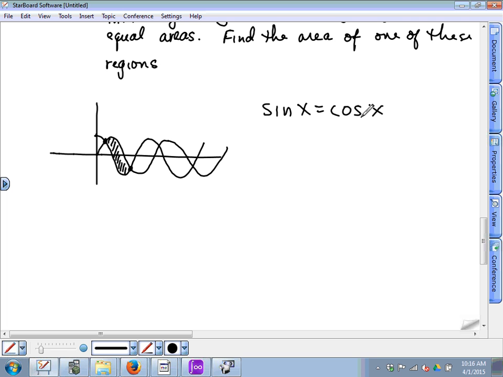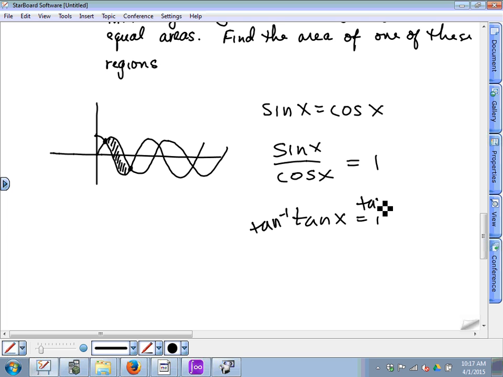Now that's just logically reasoning your way through this problem. If you don't happen to have the unit circle memorized, you could divide by cosine on both sides and have sine x over cosine x equals 1. What's the identity for that? Tangent x. Tangent of x is equal to 1. Then you plug it into the calculator and do inverse tangent of 1.